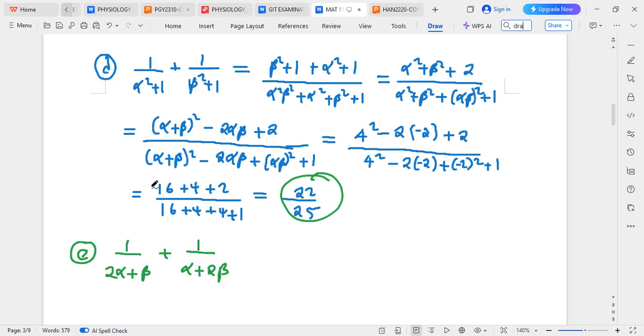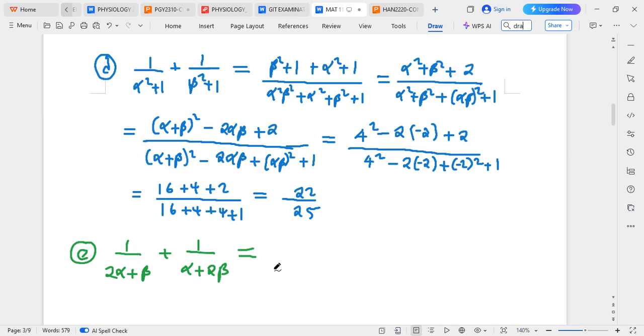Okay, so we've just added 16 plus 4. That's a 20 plus 2. That's a 22. And then down 16 plus 4. That's a 20 plus 4. 24 plus 1, 25. Have you seen how it has come about? So it's the same way we are going to work out this one.